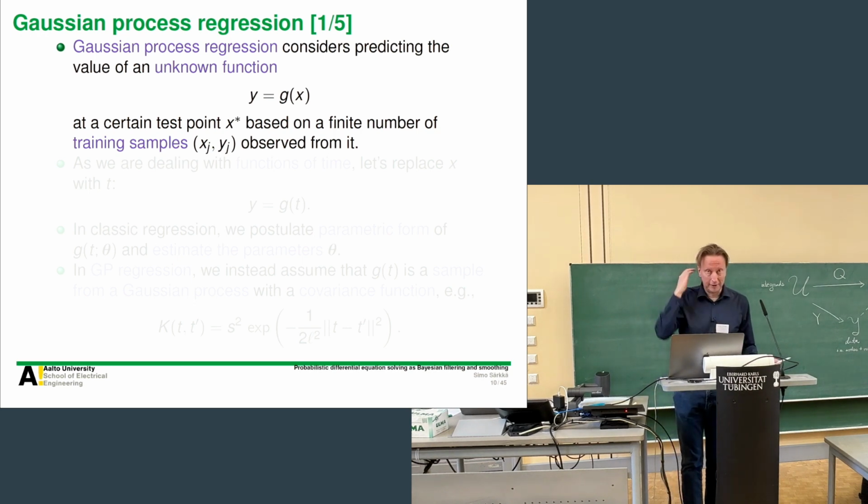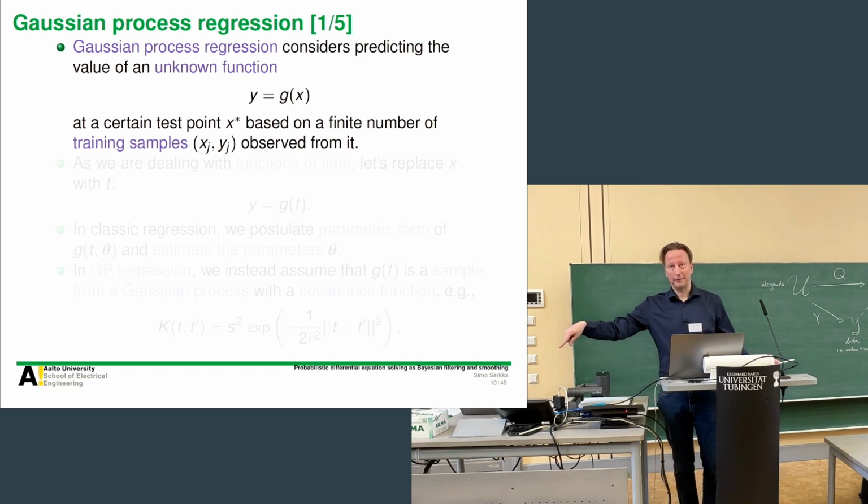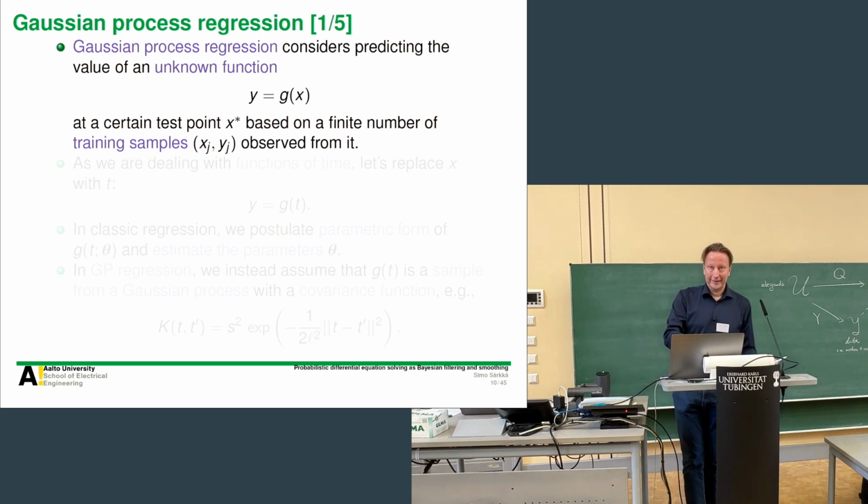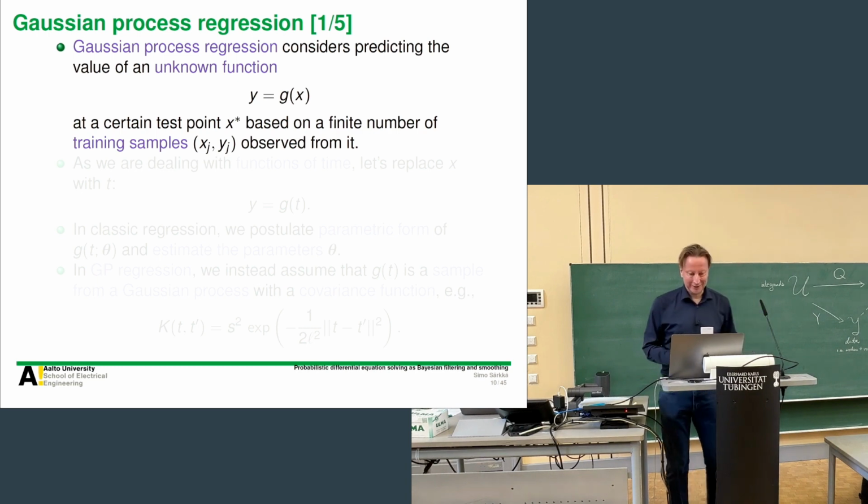I had a bit of a hard time figuring out what the notation is, because X was the ODE, and then X is the state of the Kalman filter, and X is the input, and so on. So just a warning, be careful.